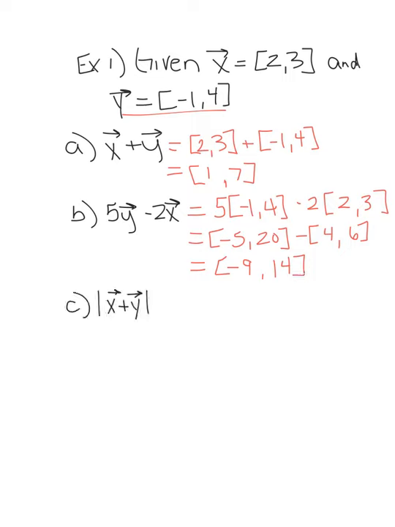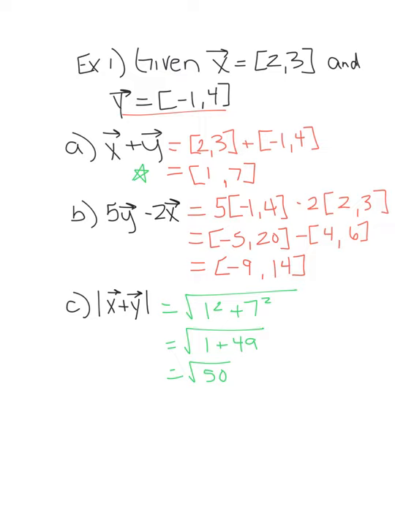In this last example, we are looking for the magnitude of x plus y, or the length of that vector x plus y. We found this above, in part A. So I'm looking for the length of that vector 1, 7. I'm going to use my length formula, and do the square root of 1 squared plus 7 squared. So the square root of 1 plus 49, and the square root of 50.